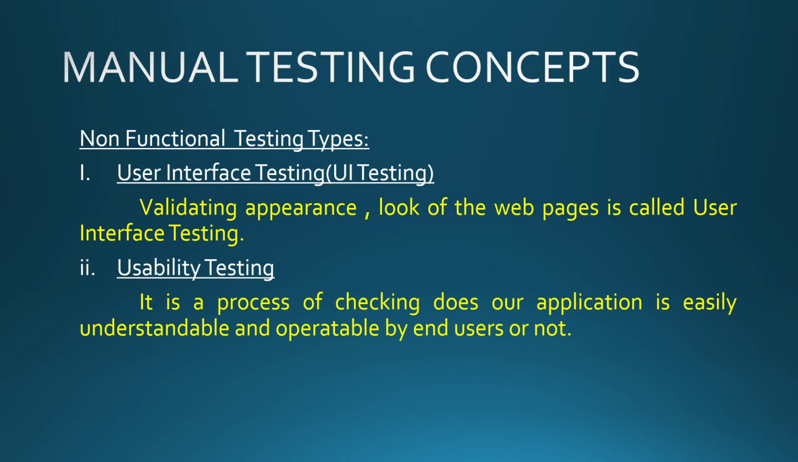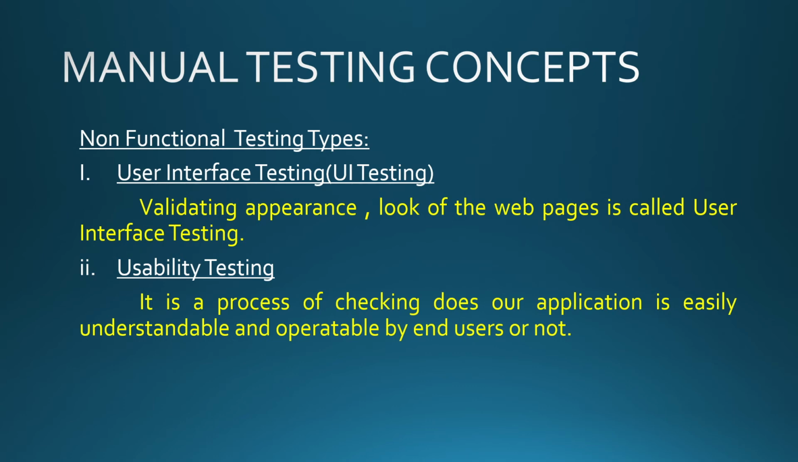Validating the appearance and look of web pages is called user interface testing. For example, on some web page, whether all the web elements are properly added or not, and whether all the text fields, text alignments and menu bars are properly aligned or not. We validate all these with the help of user interface testing.